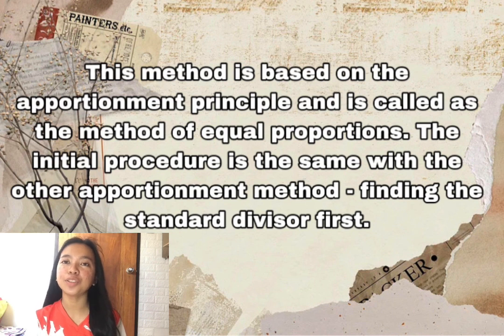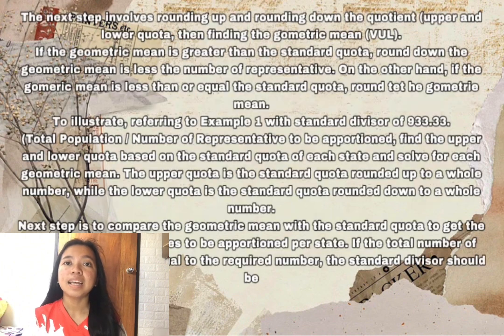Hi, I am the next reporter for today's video, and now I will be discussing the Huntington-Hill apportionment method. This method is based on the apportionment principle, and it is called the method of equal proportions. The initial procedure is the same as the other apportionment methods, finding the standard divisor first. The next step involves rounding up and rounding down the quotient, upper and lower quota, then finding the geometric mean.